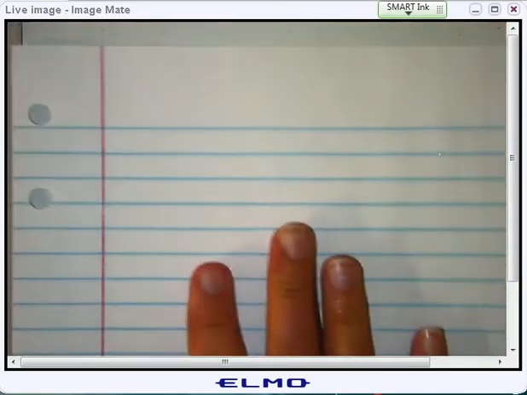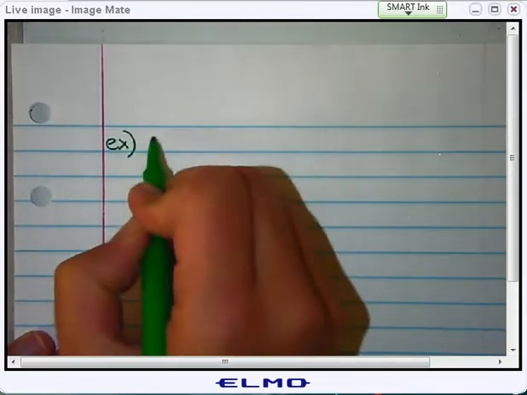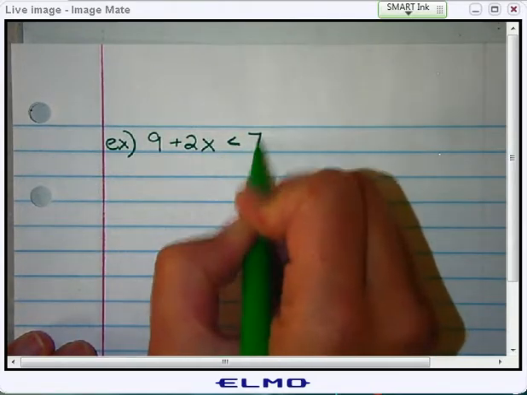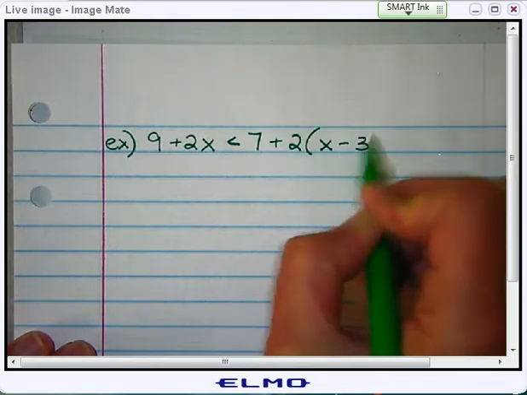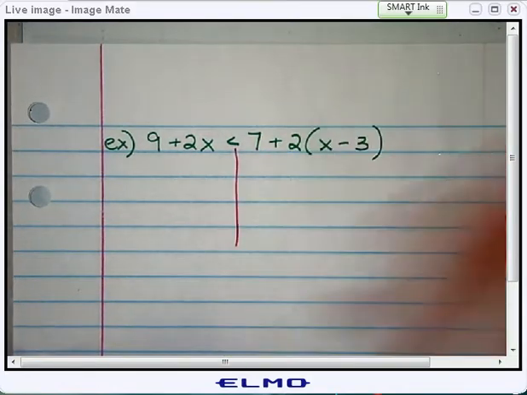Now, just like equations, inequalities that have variables on both sides, once in a while you'll get something with no solution. So I want to do one like that. So let's say I've got 9 plus 2x is less than 7 plus 2 times x minus 3. Whew. A lot going on in that problem, right? Let's take it one step at a time.